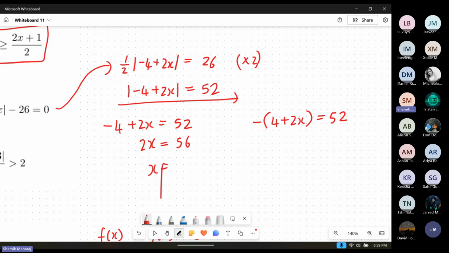Okay, so x is going to be, oh, that's not good. X is going to be 56 divided by 2, because I just divide both sides by 2 to get rid of the 2 from the left. So that's 15, 16, 17, 18. That's the first solution.